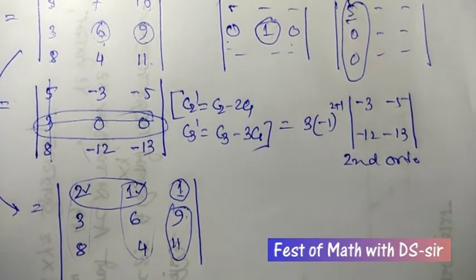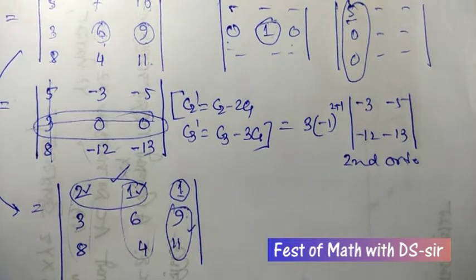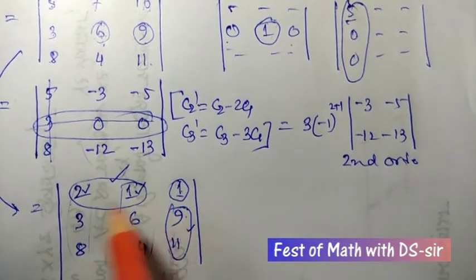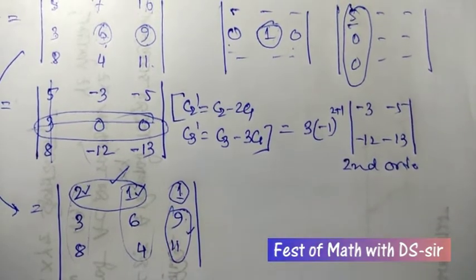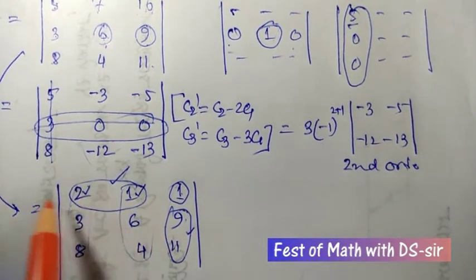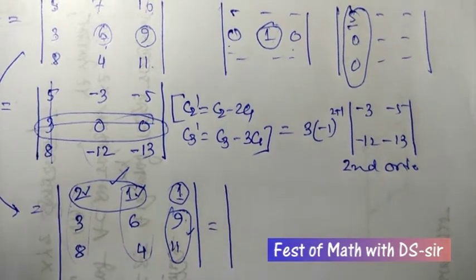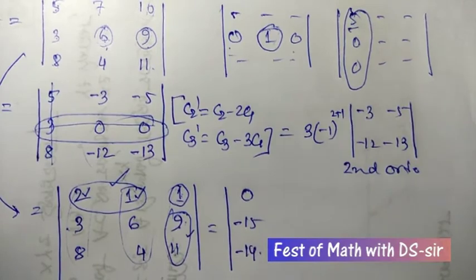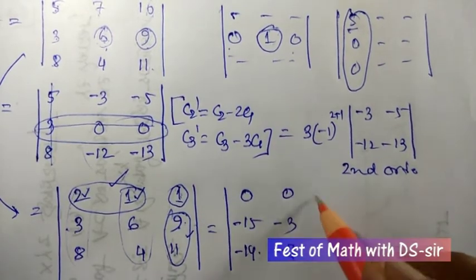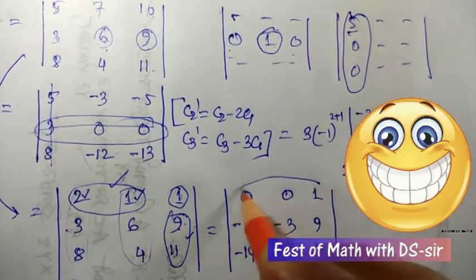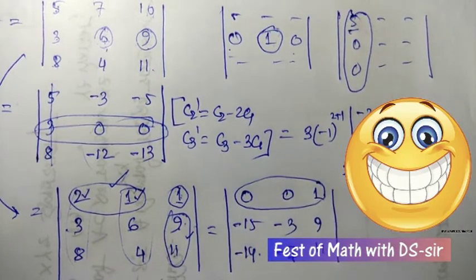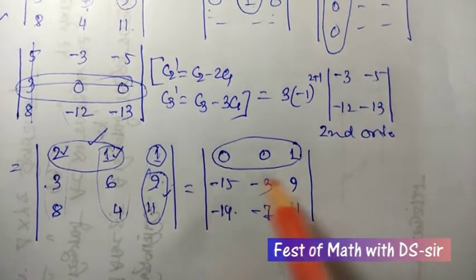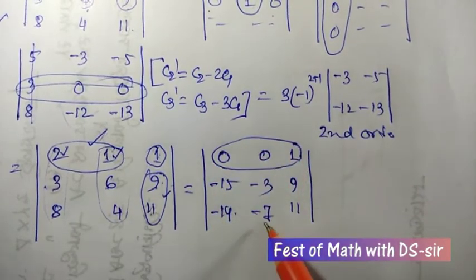I have to convert these two to 0, not all. In this case, I have to multiply by 9 and 11, and in this case, I have to multiply by 1 and 2. So I will choose these two. Now, a row with a single non-zero element is achieved. Now we have to expand this determinant with respect to this row.